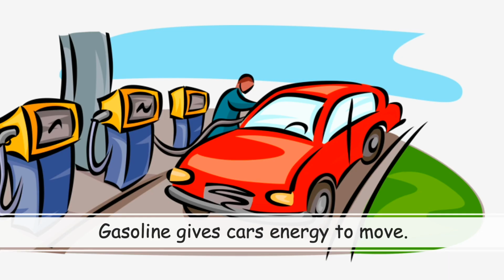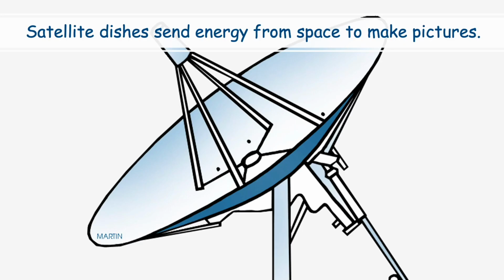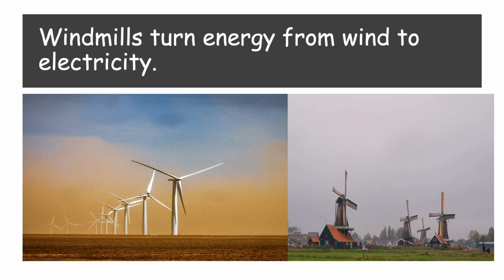Okay, next is gasoline. Gasoline gives a car energy to move. So without gas, the car won't move. Okay. Next is satellite dishes. Satellite dishes send energy from space to make pictures or movies and news on our televisions. So that's another form of energy. Next.